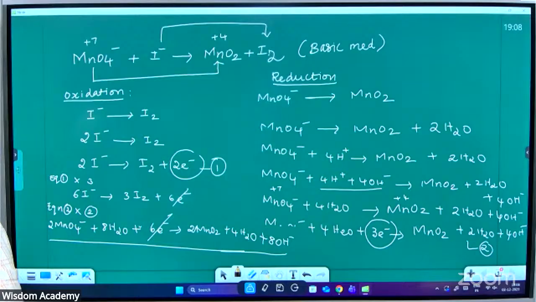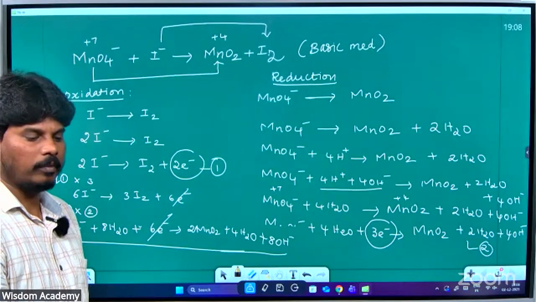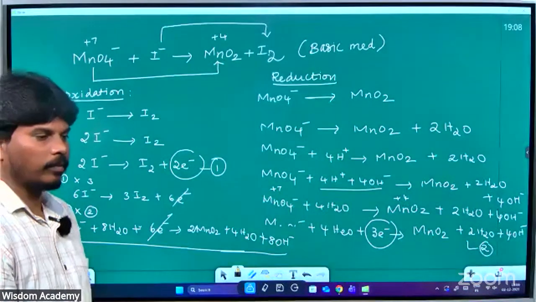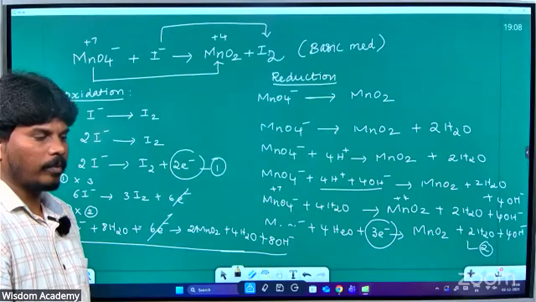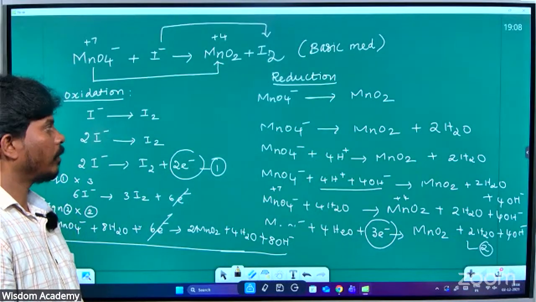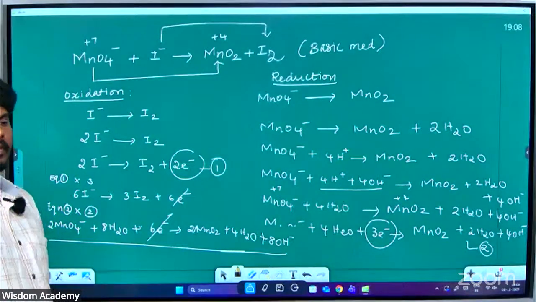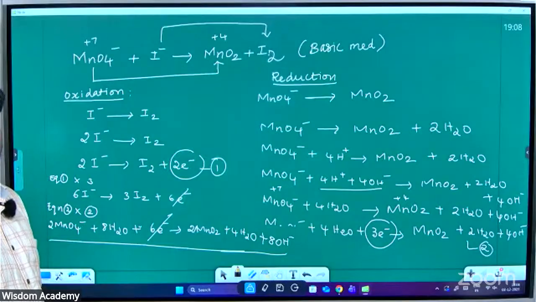Okay, try another equation in acidic medium. The first step, we actually gave the rules: step 1, step 2, step 3. If you follow the steps correctly, we'll get the answer.